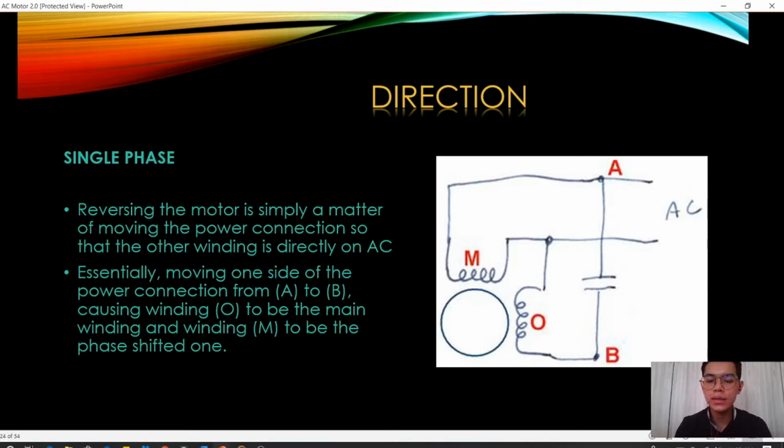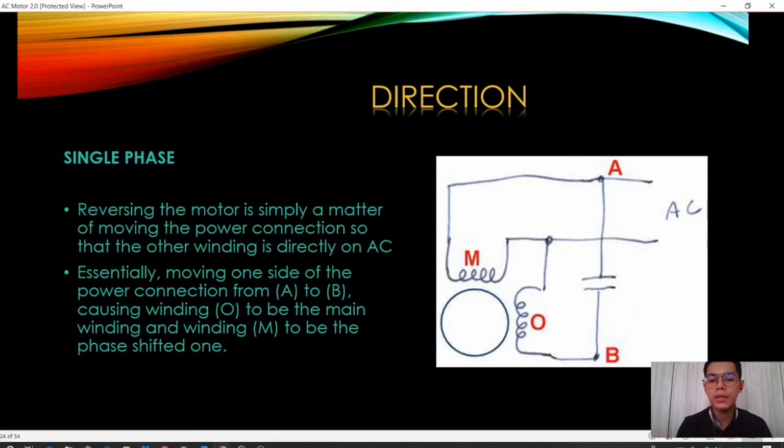Okay, we can see this from this picture. We can see that M is the main power and O is the phase shifted one. But we change the direction. We change A to B and B to A, causing M to be the phase shifted one and O to be the main power one. Doing this will change the direction of rotation.